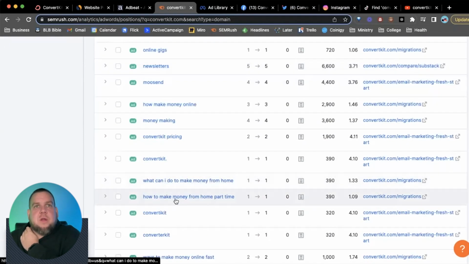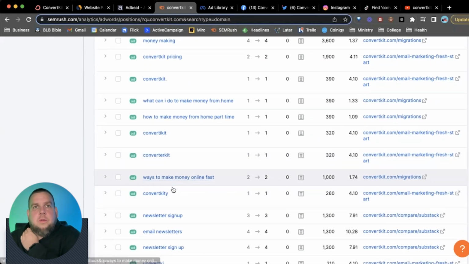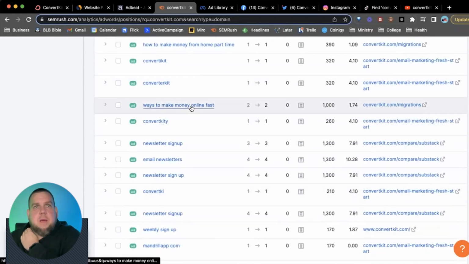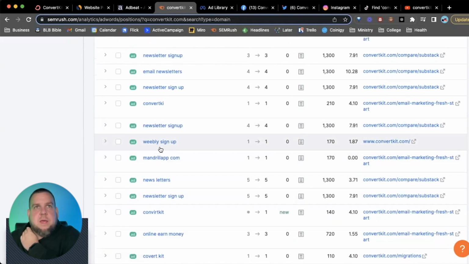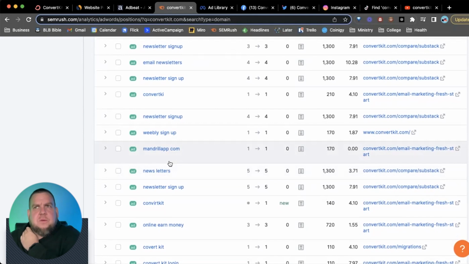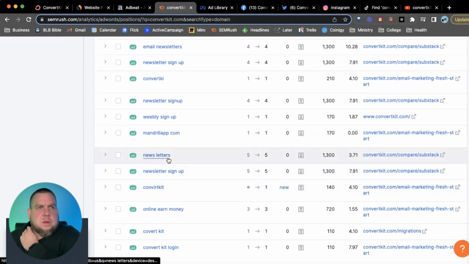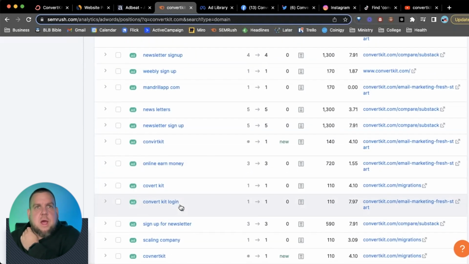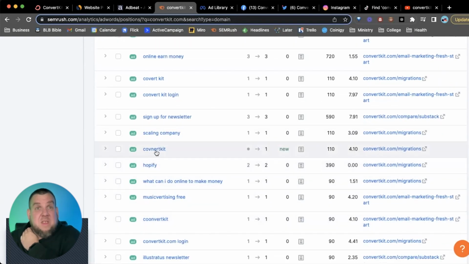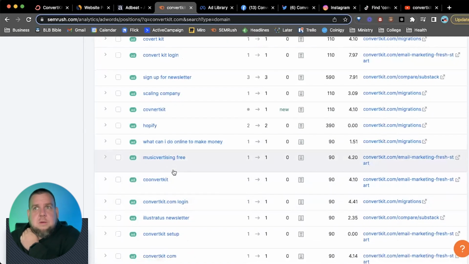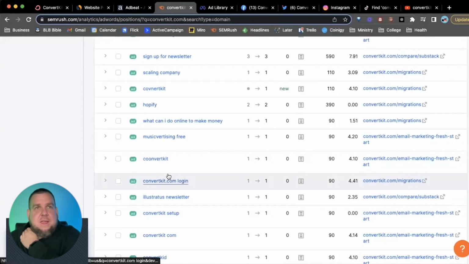Really just, again, they're going after that creator market. All their keywords that they're bidding on, make money online, newsletters, makes sense. Weebly, interesting, Mandrill. Those are other tools that a creator economy would definitely be using, scaling a company. Their misspelling of their name, that's smart. I'm not even doing that. I should definitely do that. I'm sure somebody is typing in ADSkills.